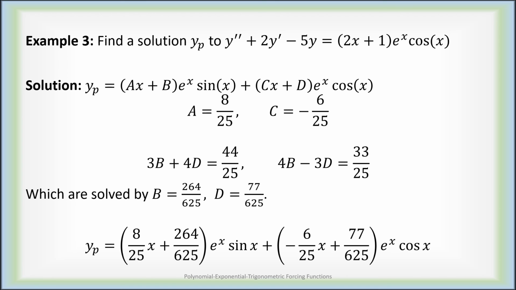Therefore, our solution must be (ax plus b) e to the x sine x plus (cx plus d) e to the x cos x, where a is 8/25, b is 264 over 625, c is negative 6 over 25, and d is 77 over 625. So here is a solution to our differential equation.